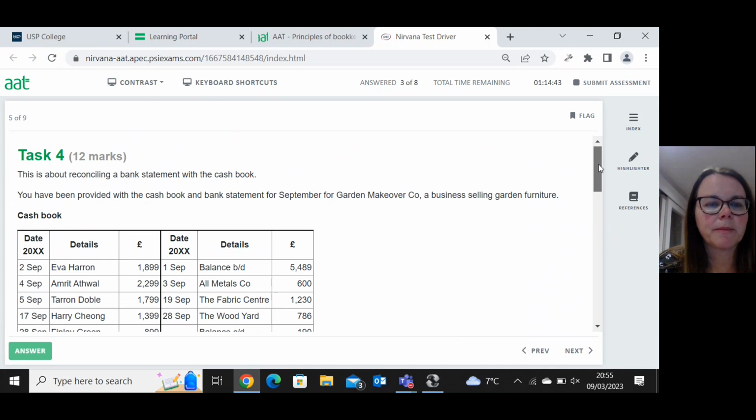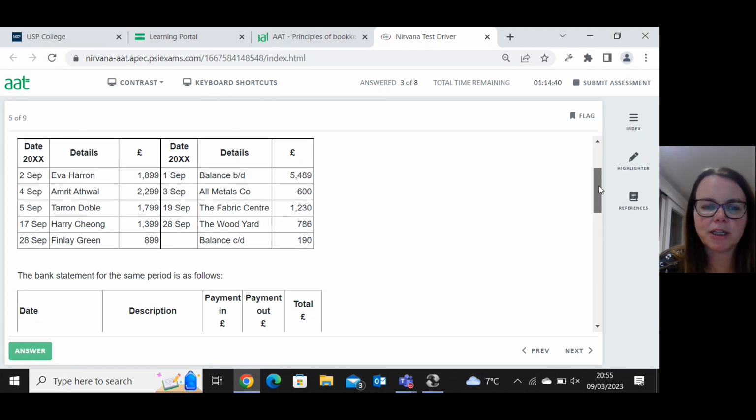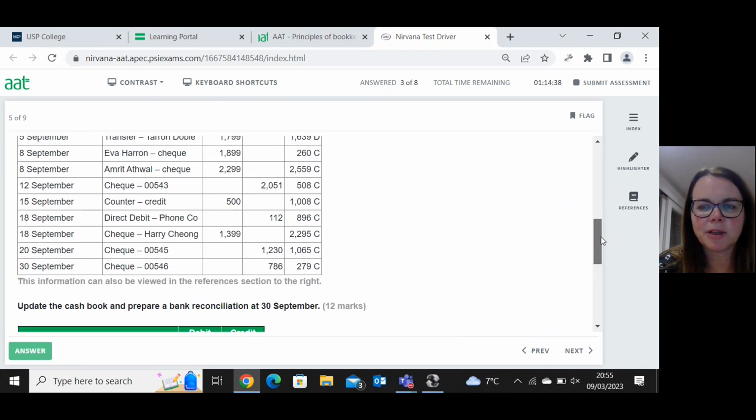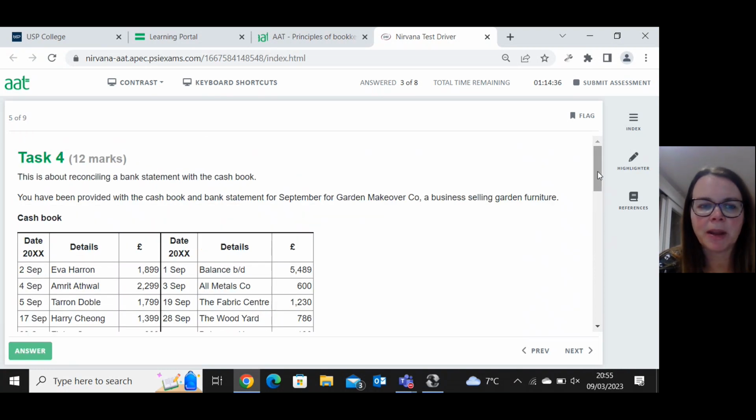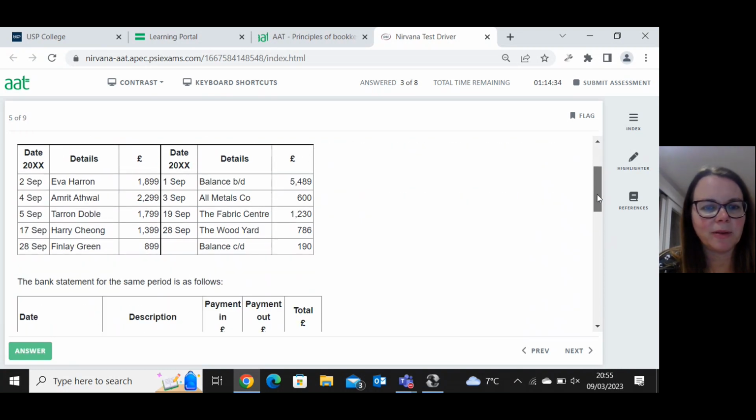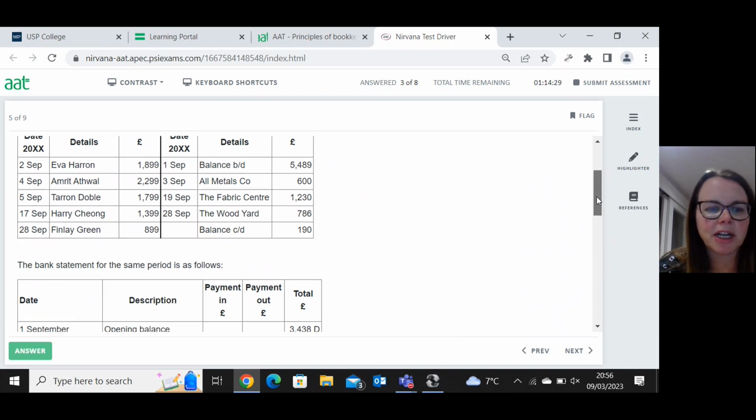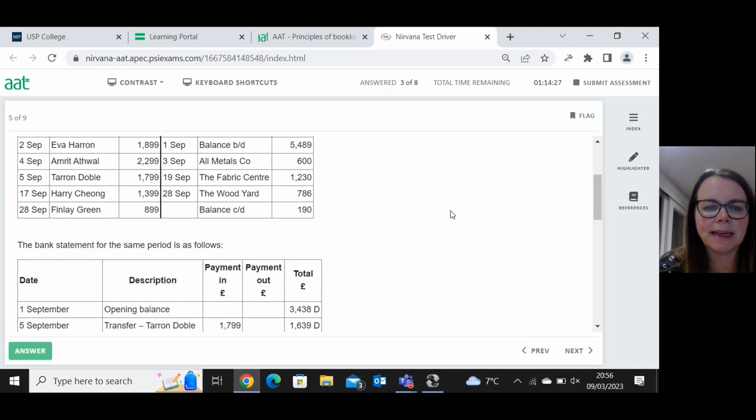Okay, task 4. This is the bank rec question, so I shall attempt to use the highlighter. It's not the easiest, but we'll see how we do. Right, so first things first with a bank rec question, check your opening balance. So I can see here 5489, that's a liability in my cash books. That means I'm overdrawn. They've put a D next to this opening balance, so that also means overdrawn.